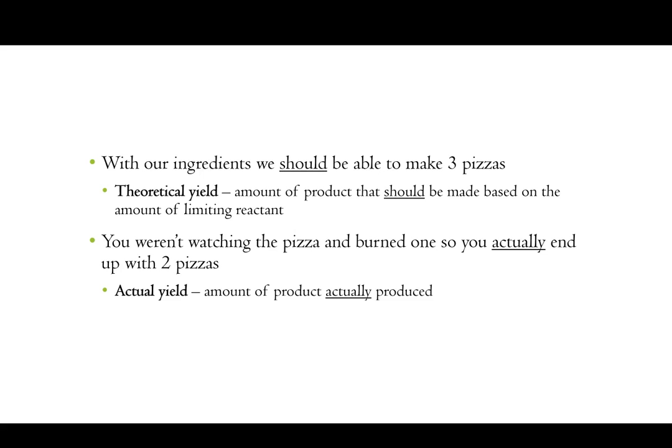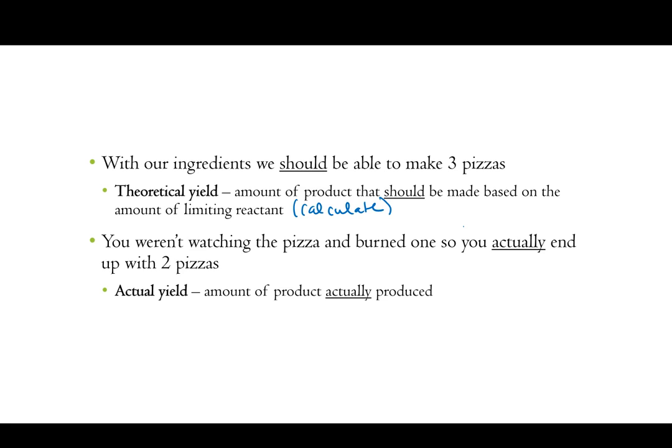So going back to the pizza that we initially started with, we had 4 crusts and 10 cups of cheese and 15 ounces of sauce. So we could only make 3 pizzas because we ran out of sauce at that point. So that's if everything goes perfectly. So the amount of product that we can make if everything goes perfectly is called our theoretical yield. This is something that you will always have to calculate. And you have been calculating it this whole time, we just didn't call it theoretical yield.